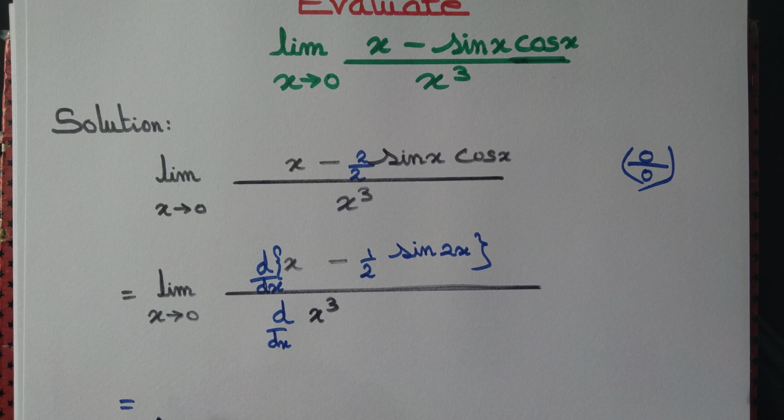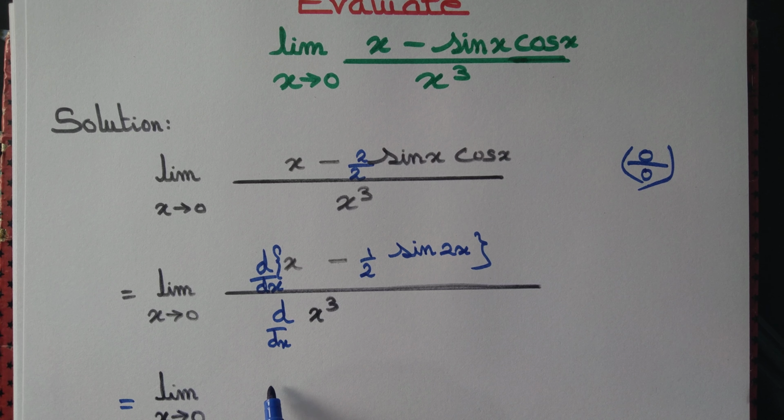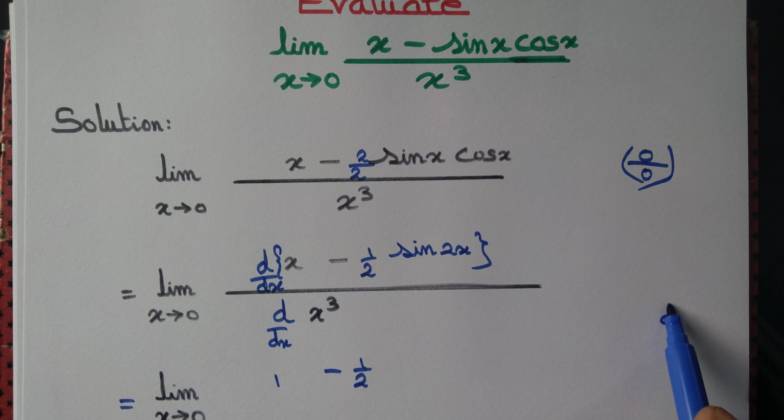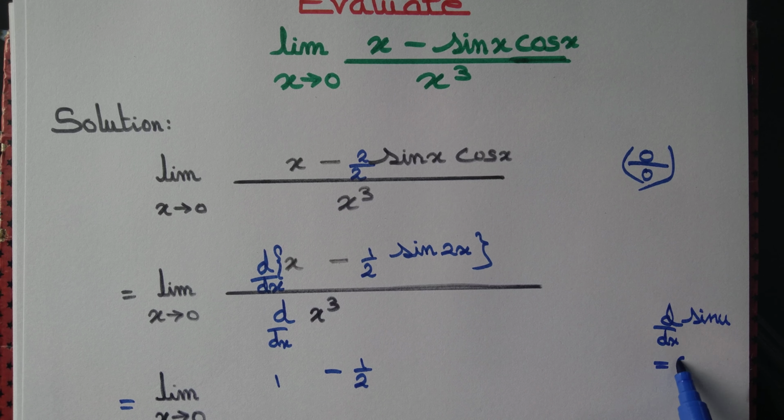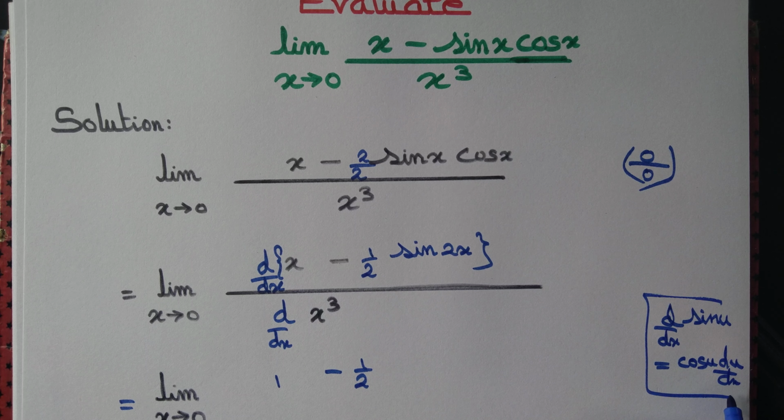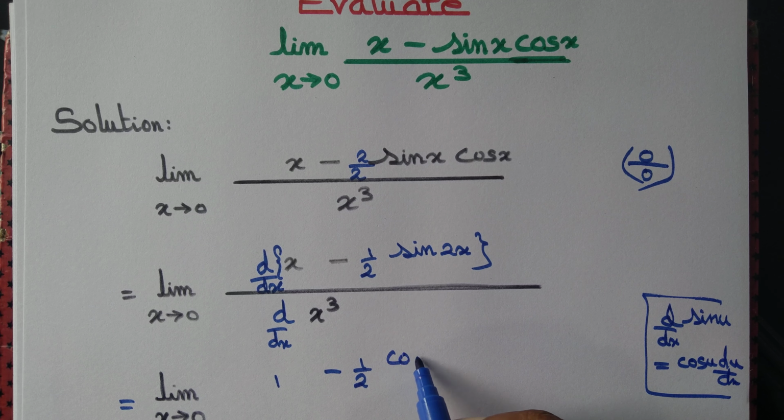So this limit equals the limit as x tends to 0 of the derivative of x, that's just 1, minus half, that's just a constant, times the derivative of sin 2x. The derivative of sin u with respect to x is cos u times du/dx. That's the formula. So the derivative of sin 2x is cos 2x, and then the derivative of 2x is just 2.